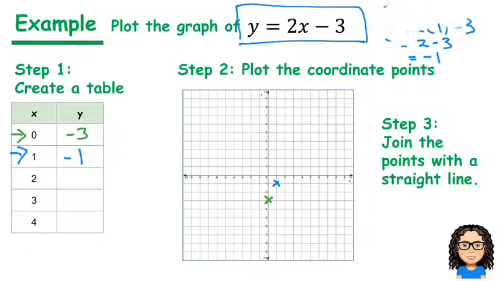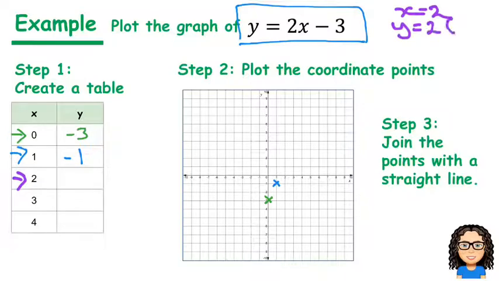Now we're going to do the next value, and I hope you can start to see the pattern now. So the next point here is when x is equal to 2. So when x is equal to 2, y is equal to 2 times 2, take away 3. 2 times 2 is 4, 4 take away 3 is 1. So when x is equal to 2, y is equal to 1. So on my graph, x equals 2, y equals 1, takes me to that coordinate point right there.